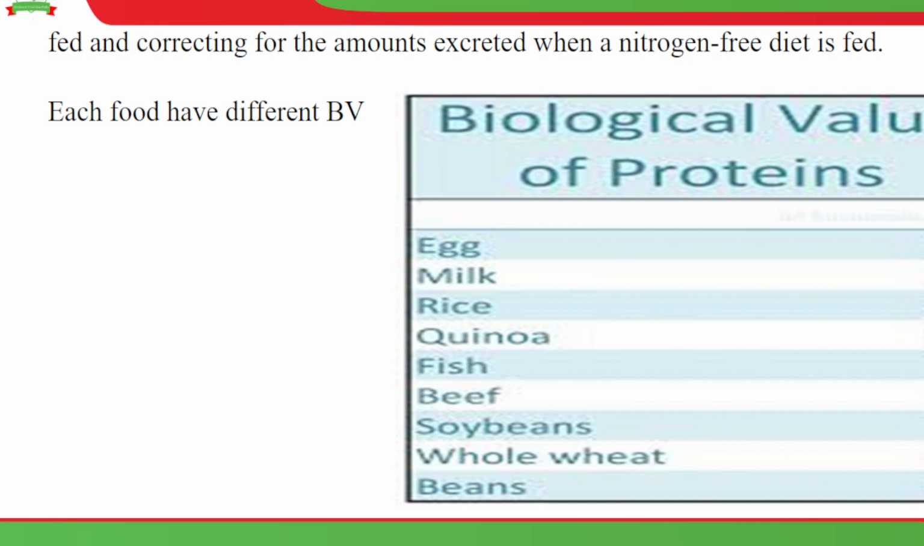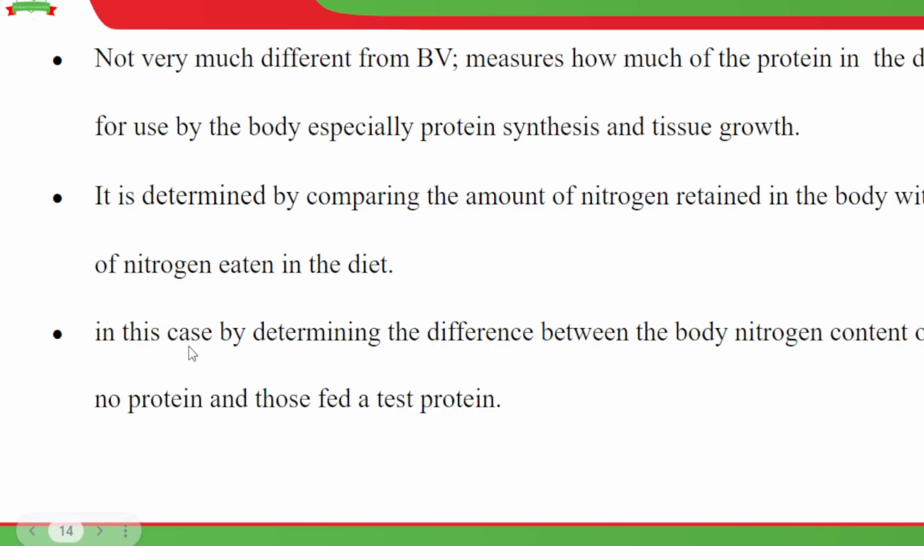Each food has a different biological value, with some examples here: the egg has up to 94, milk has 90, and rice 83, quinoa 83, fish and beef and everything around 70. Wheat is 64, meaning wheat, much as it is known to be a carbohydrate source, also has gluten as a protein. We have beans, which is 58, the lowest score.